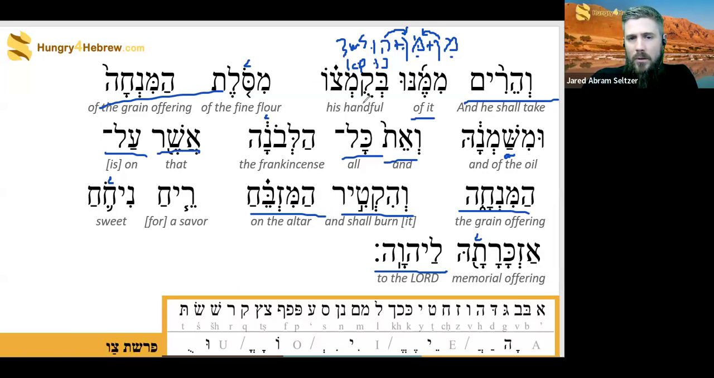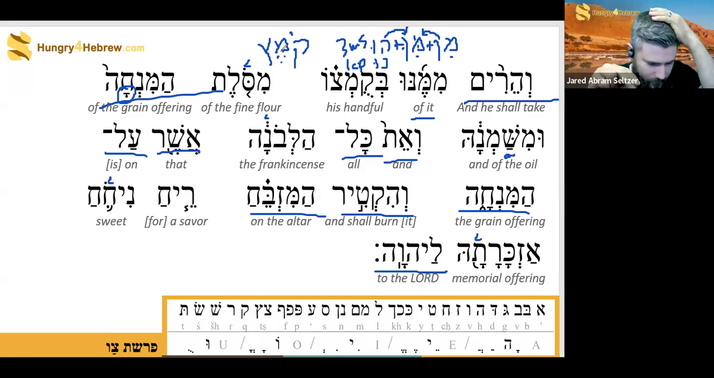bekumtso. Komets, I believe, is the same root as kamatz, like the word kamatz, the vowel. Where's a kamatz? Right there. But a komets is a handful, in the palm of your hand. Actually, no. Rabbinically, it's different. A komets, I believe, is when you take like two or three fingers' worth of something. It's not a handful.